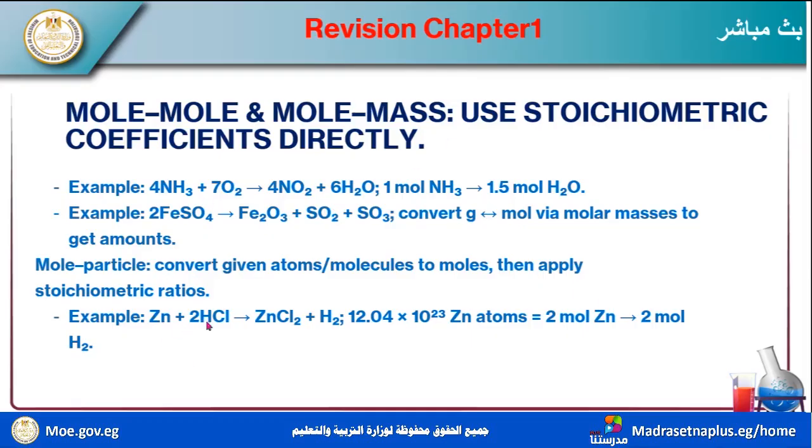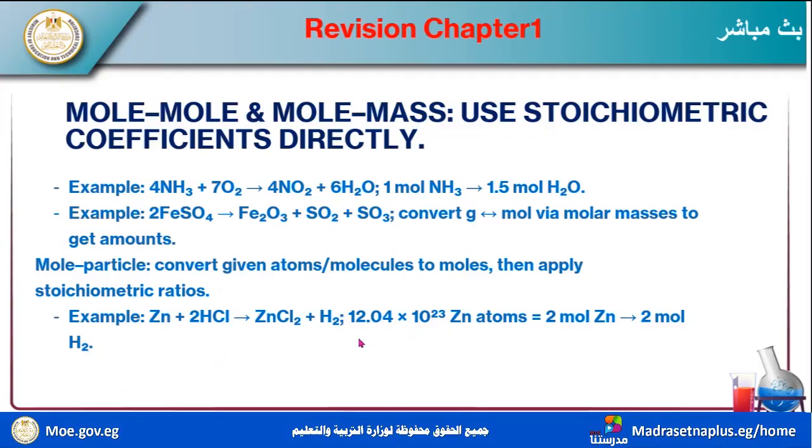Example: Zn plus 2HCl produces ZnCl2 plus H2 gas. We have 12.04 times 10 power 23 atoms of zinc. This is the number of atoms, equal to 2 moles of hydrogen resulting. Now this is 1 mole of Zn, how many moles of hydrogen? 2 moles of hydrogen.